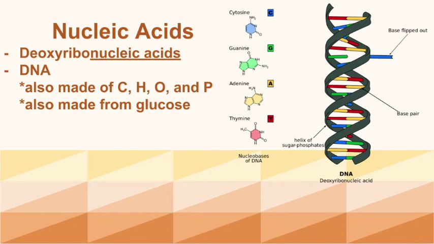photosynthesis. There's actually one last macromolecule that we did not discuss, and that is nucleic acids. One of the most important is deoxyribonucleic acid, or DNA. And again, DNA is also made up of carbon, hydrogen, and oxygen, as well as a bit of phosphorus. But the DNA, like the others, is made from modified glucose molecules.